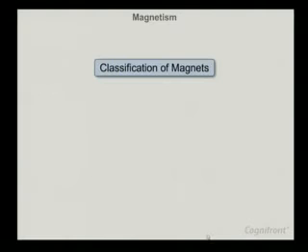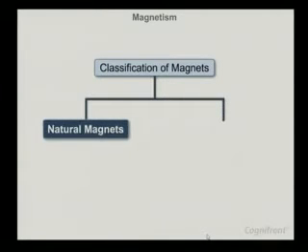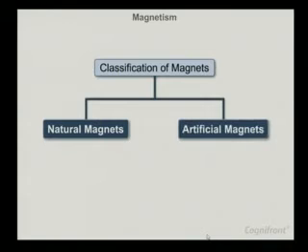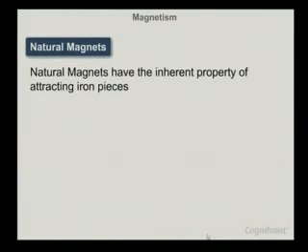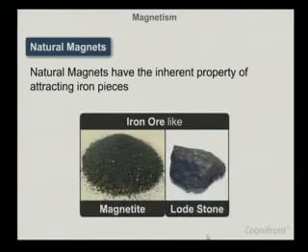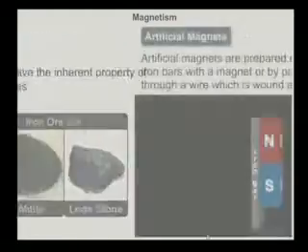Now we will do the classification of magnets. Magnets can be classified into two types, natural magnets and artificial magnets. Natural magnets have the inherent property of attracting iron pieces. Natural magnets are like magnetite and lodestone.